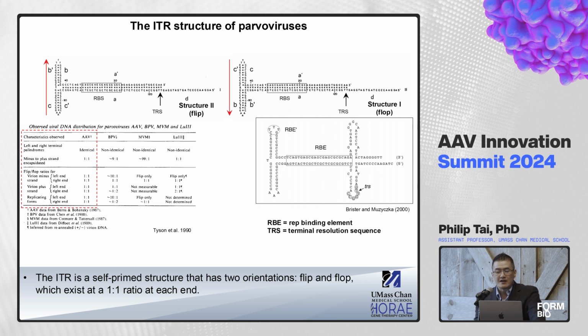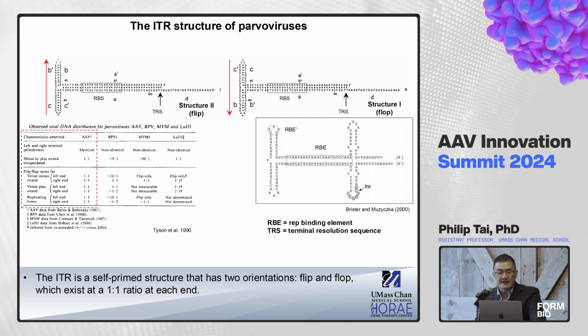The reason that we go with this definition is that when you replicate flip, you get flip, right? You don't get flop. And so there is no 5' and 3' designation when you consider plus and minus strand genomes. I'll go over a little bit about this in the next slide. But what happens is that once the ITR is used as a self-primed molecule, it'll generate a double strand, and this can then further undergo another secondary structure where the TRS can be cleaved by Rep.